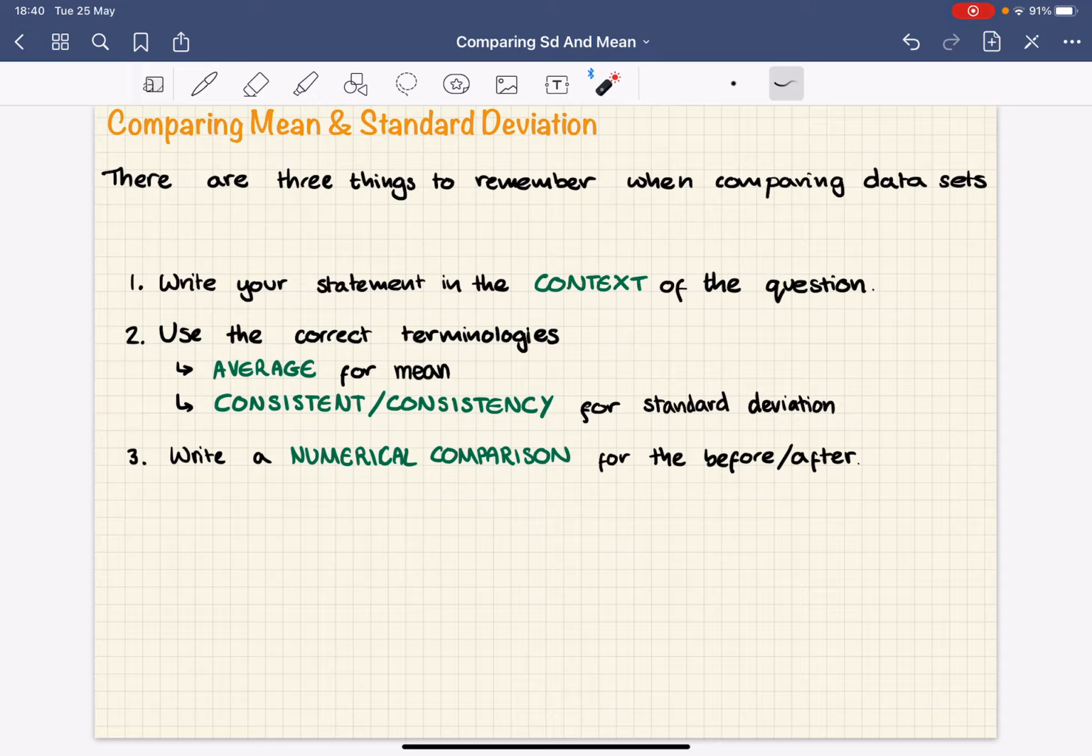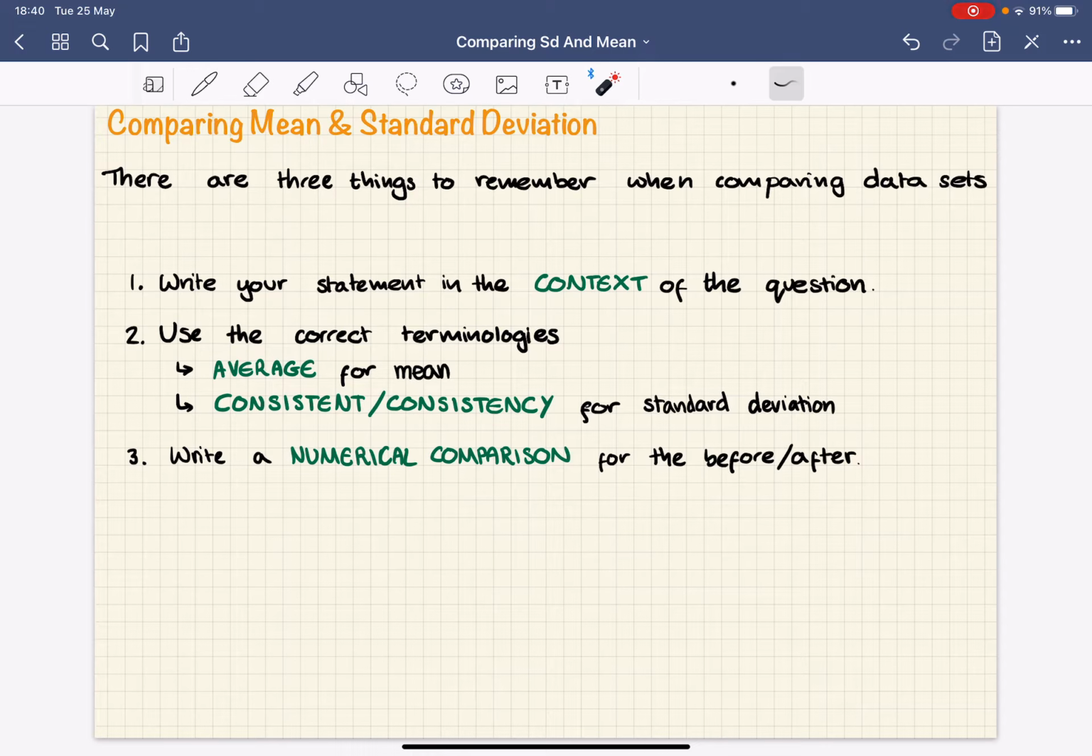And the whole structure of these sentences is the exact same as before. We must have our context, we must use those terminologies, and we must have a numerical comparison to justify what we are trying to say. So let's take a look at a couple of examples then.